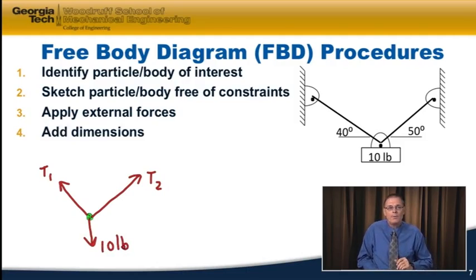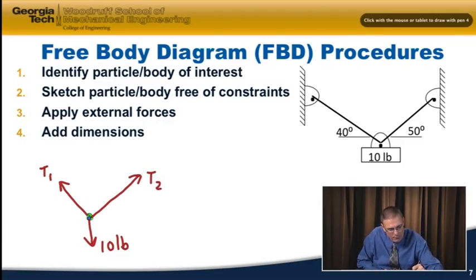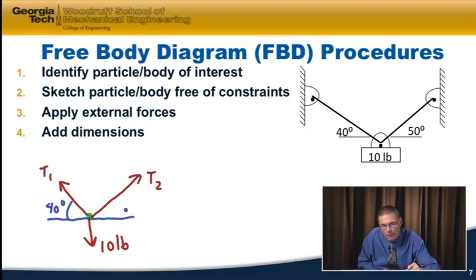And the last step in our free body diagram is to add dimensions. And so in this case, the dimensions that we have are these angles, which are 40 degrees and 50 degrees. And so that's a good free body diagram. And you'll find the ability to draw this type of diagram will help us tremendously in applying the equations of equilibrium to find, for instance, the tension in these 2 cables in future problems.